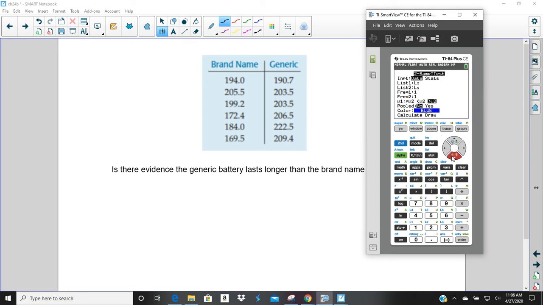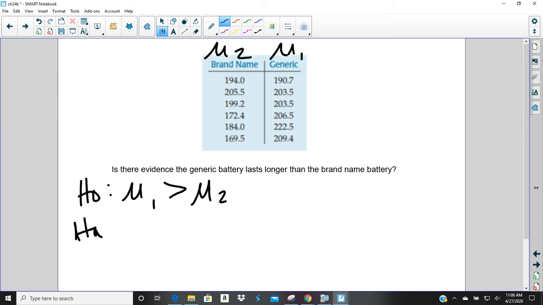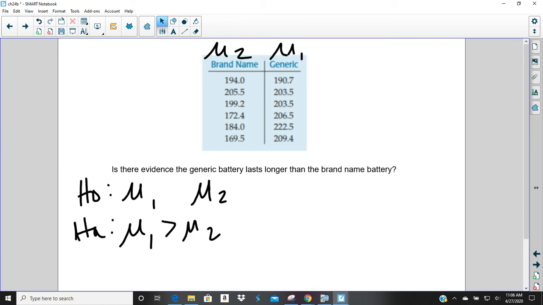Now I'm going to do a few things. I'm going to pull this up and put in the rest of the data I need, because remember, I need to do the hypotheses. So I've already said the generic is going to be my mu1 and the brand name is going to be my mu2. My null hypothesis is going to be that mu1 equals mu2. Then HA is going to be that mu1 is greater than mu2. You guys know the null is always equal to. Always, always, always. Please make sure you do that. I caught myself as soon as I wrote it down.